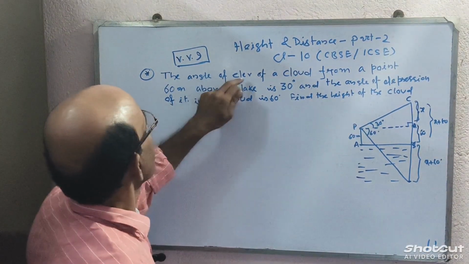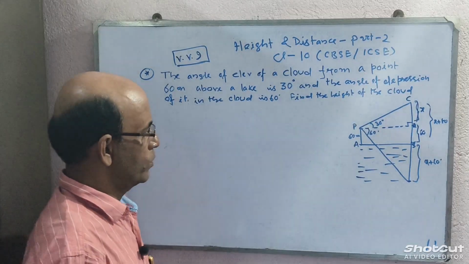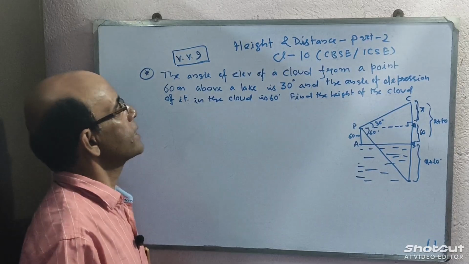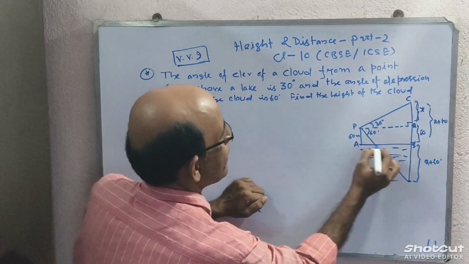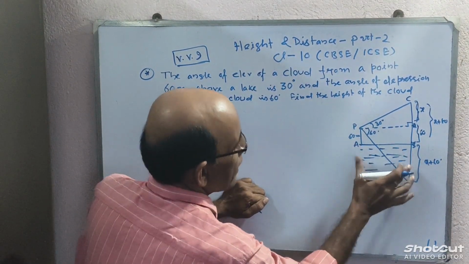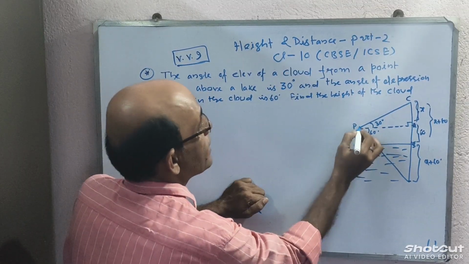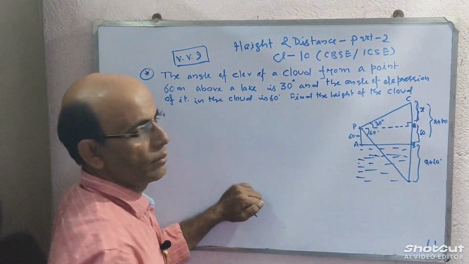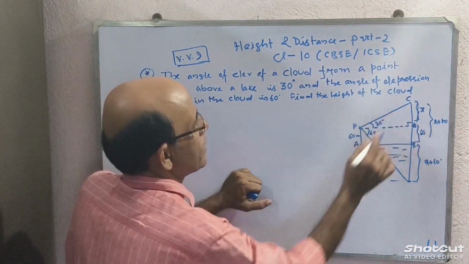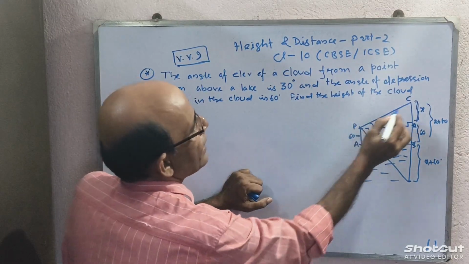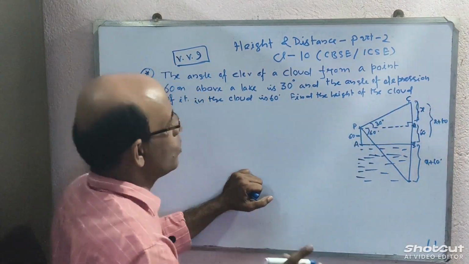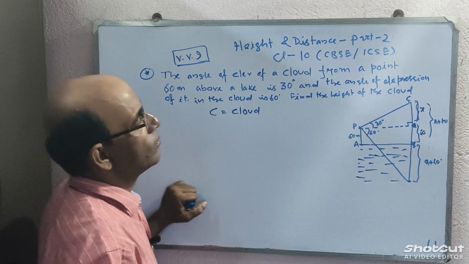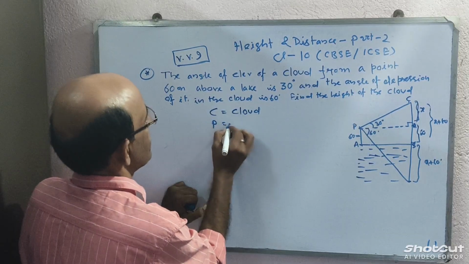Which sum? The angle of elevation of a cloud from a point 60 meter above a lake is 30 degree. AB is the surface of the lake, normal surface. P is a point just 60 meter above the lake. The person who is observing the object is at this point, and C is for cloud, and P is the person.